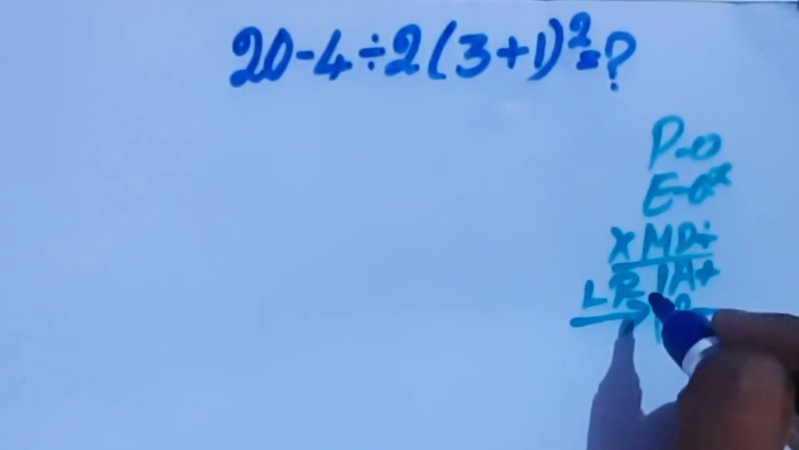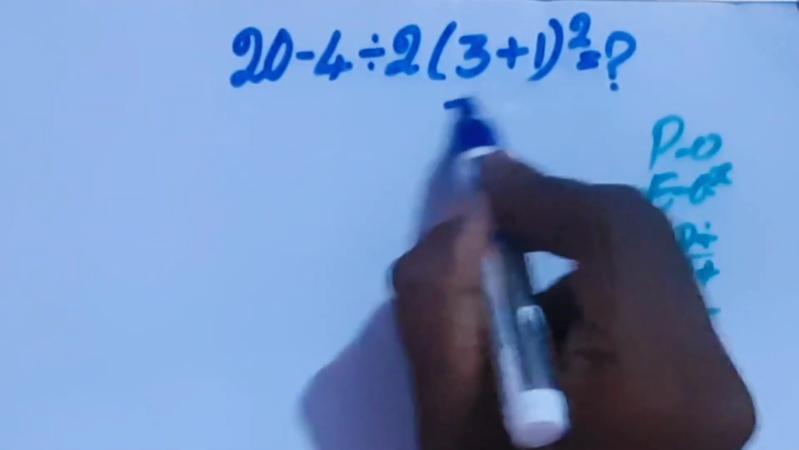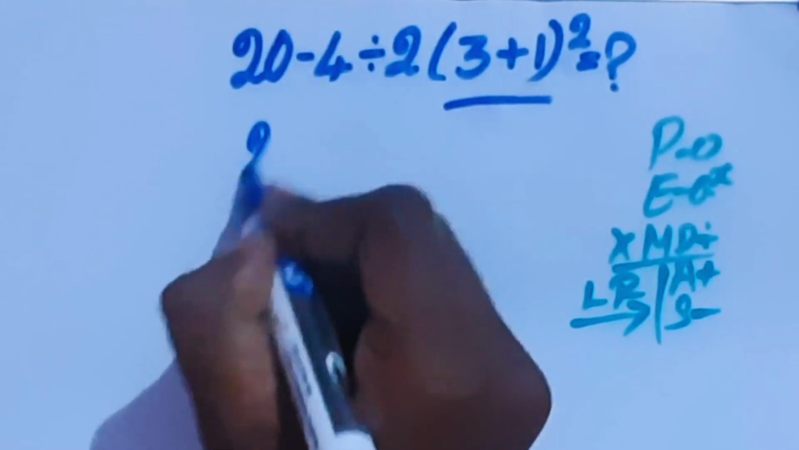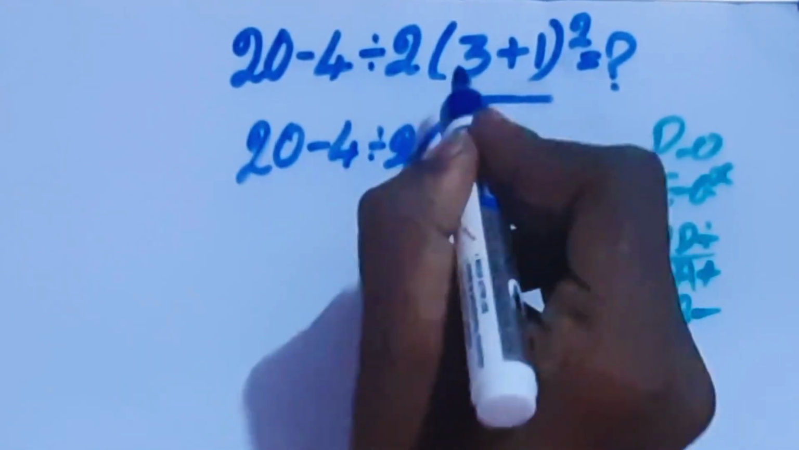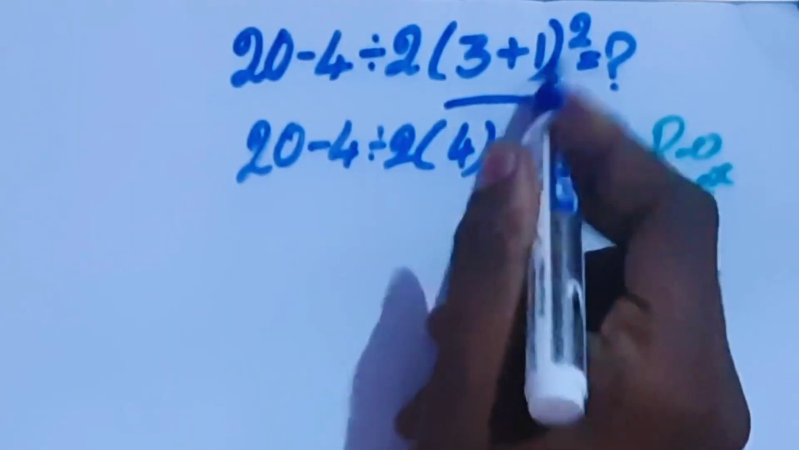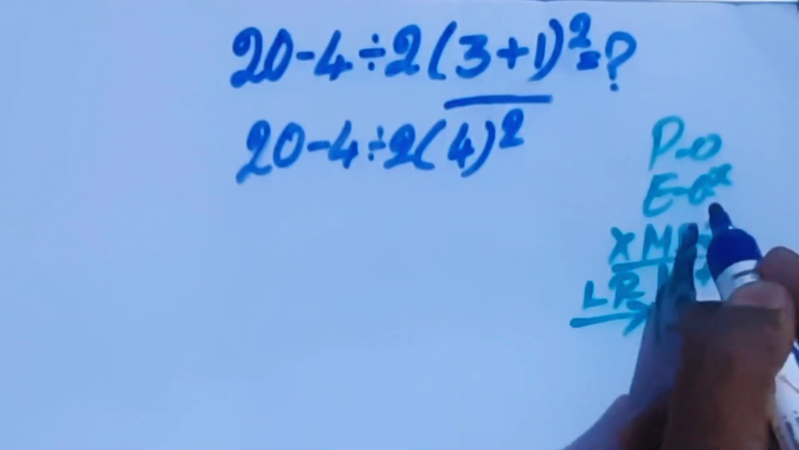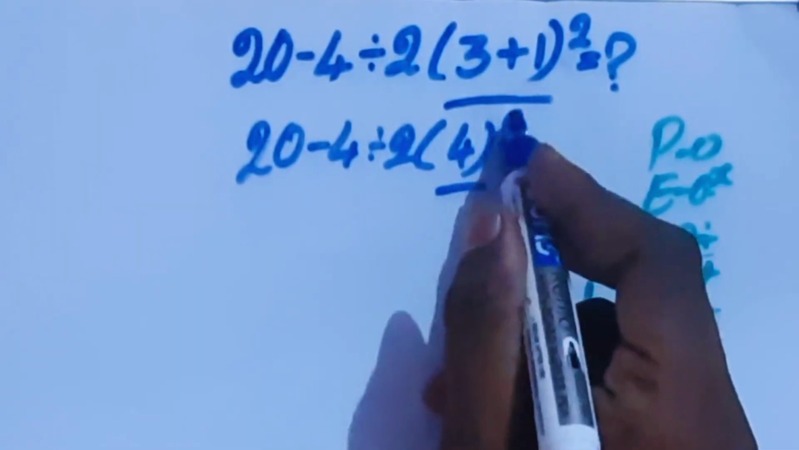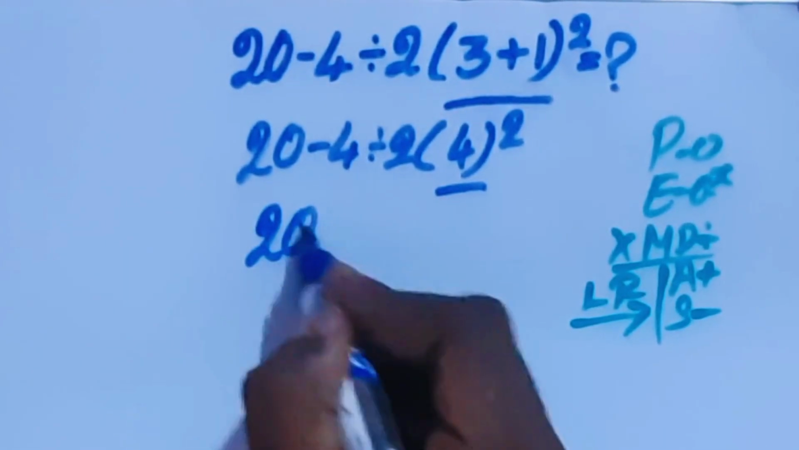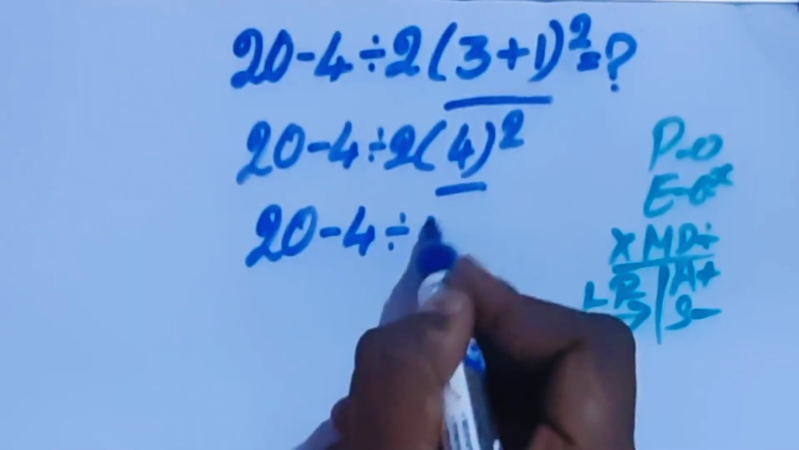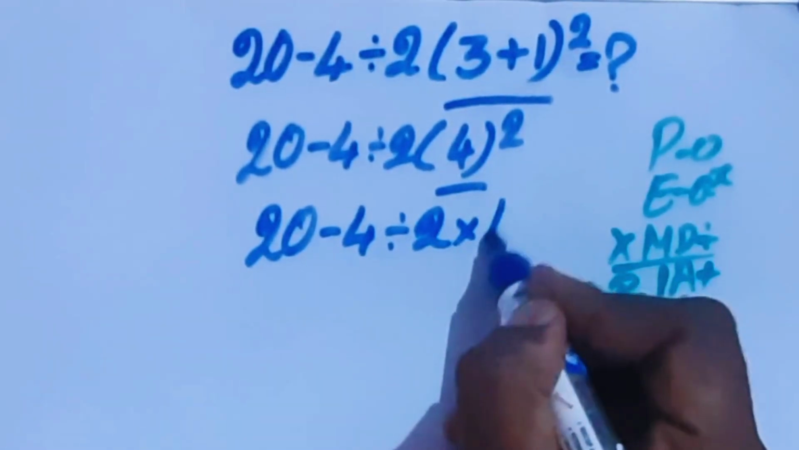Here, as per the order of operations PEMDAS, the bracket is higher priority. So we have to do this bracket before the other operations. Here 20 minus 4 divided by 2 times (3 plus 1) is 4 squared. The next priority is exponent. Here we have the exponent 4 squared. We have to do this 4 squared before the other operations. Here 20 minus 4 divided by 2 times 4 squared is 16.